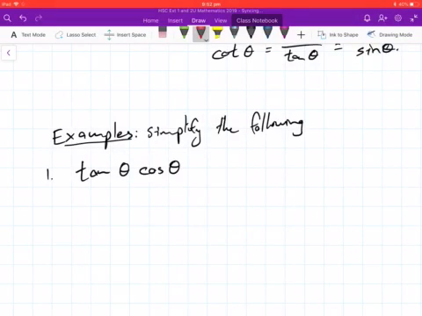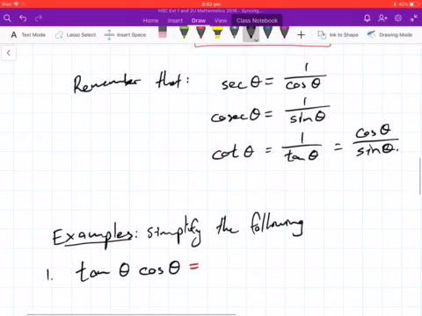Alright, so here we are. We're going to do some examples about trigonometric identities. So here the first one is we want to simplify tan theta times cos theta. Now does that become something simpler? That's the question. Sometimes it does, sometimes it doesn't. But obviously we're talking about it, so you'd imagine that it's going to become simpler.